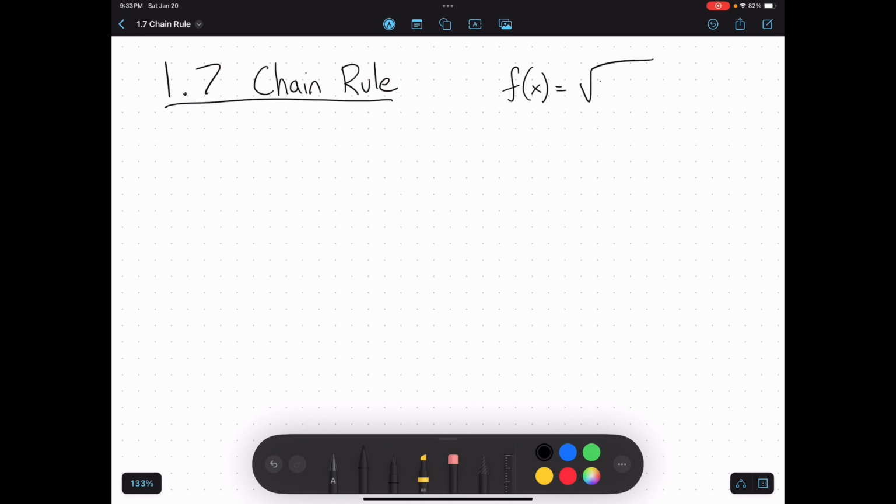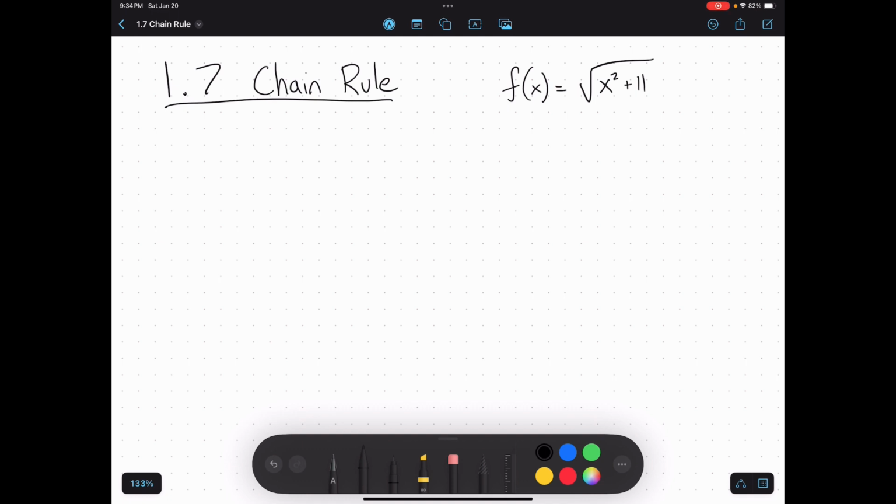So, for example, functions like this, the square root of x squared plus 11. This is a composition of functions because you have this function x squared plus 11, all of that is underneath the square root. And so it's a function inside of a square root function. Okay? So how are we going to find the derivative of something like this?